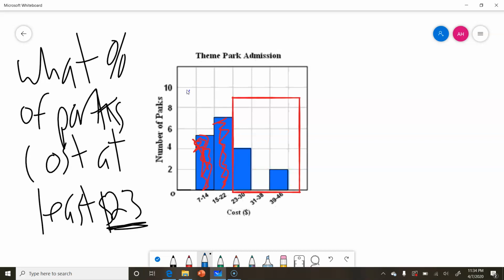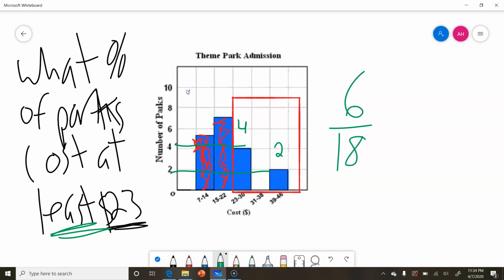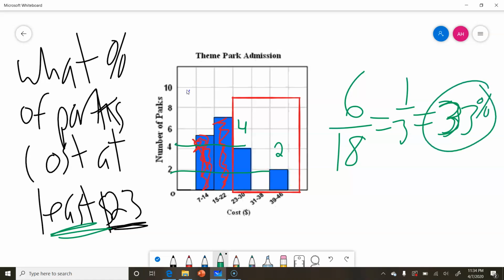I draw my line. That one's at 4 and that one's at 2. So how many parks cost at least $23? That's 6, but that's not a percent, right? That's 6 out of how many total? If you have it in your notes, there were 18. What is 6 divided by 18? That's 1 over 3, which as a percent is 33%. So 33% cost at least $23.